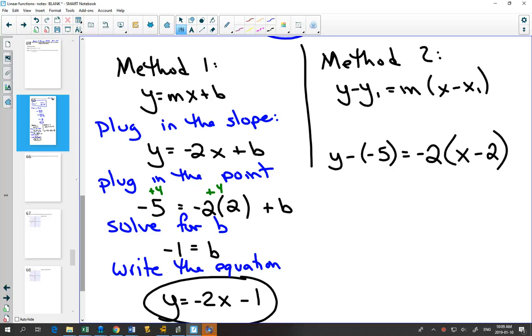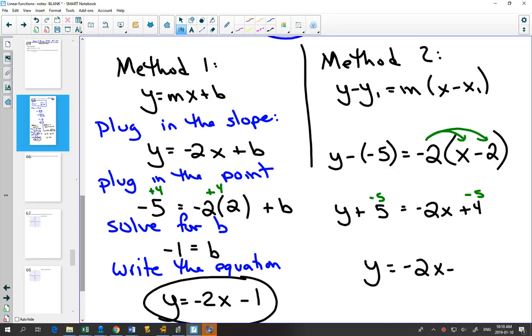After this, we can rearrange this and simplify. This is going to be y plus 5 equals -2x plus 4. Subtract 5 on both sides to get y by itself. And we get exactly the same answer.